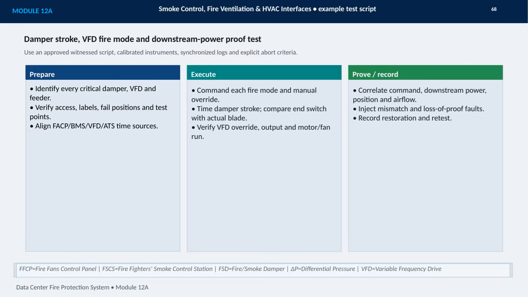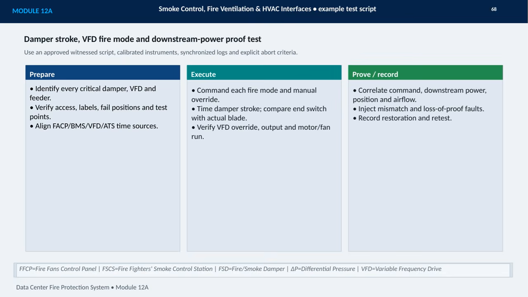This example test script focuses on proving that smoke control dampers, fire mode variable frequency drives, and downstream power interfaces operate together as intended. The central principle is traceable proof, not just a successful command. Before testing, I identify every critical damper, VFD, and feeder, then verify access, labels, fail positions, and available test points. I also align the time sources for the fire alarm control panel, building management system, VFDs, and automatic transfer switches, so the event sequence can be reconstructed accurately.